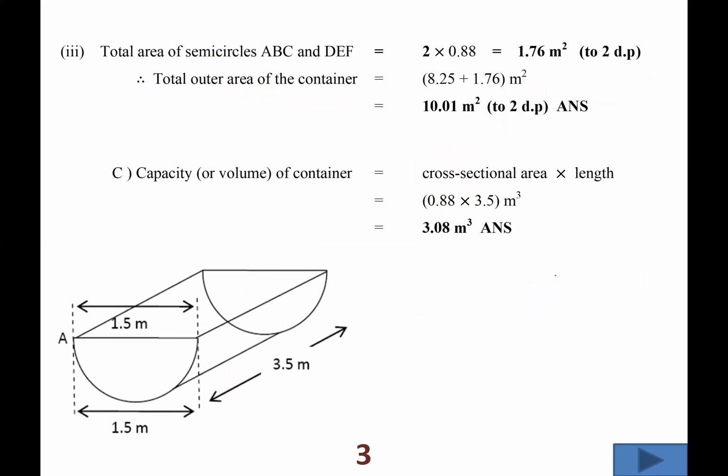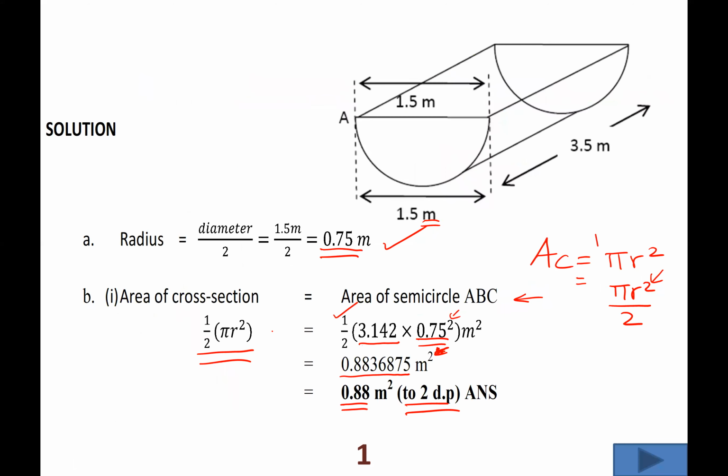The last part said, or part 3 in B said the total outer area. So whereas we just got the curved surface area, now to get the outer area, we have to add in the 2 semicircles, which will be this one and this one, okay? Now, we had gotten the area of 1 semicircle before. Where is it? Here it is. The area of the cross section would be the area of 1 semicircle, which is 0.88.